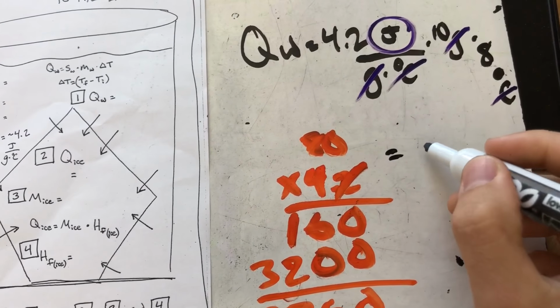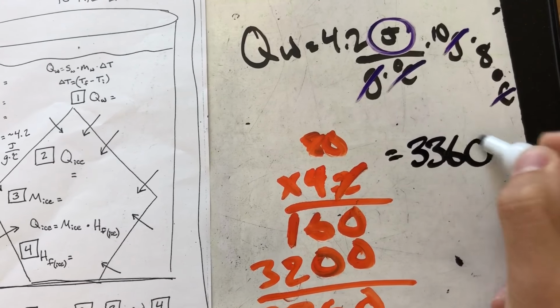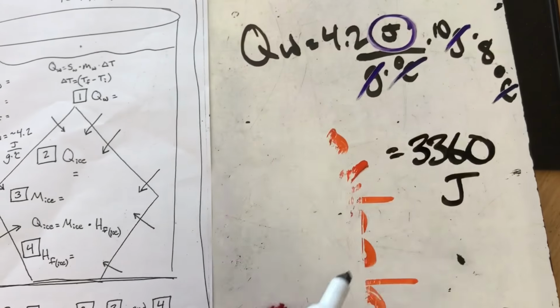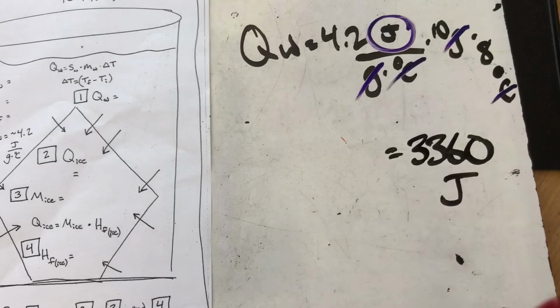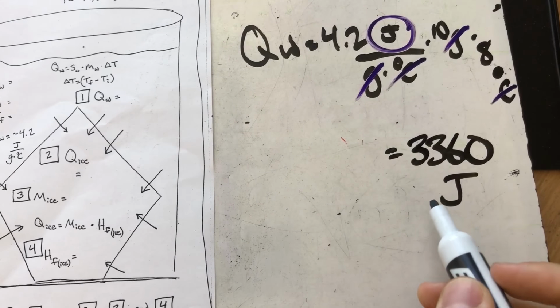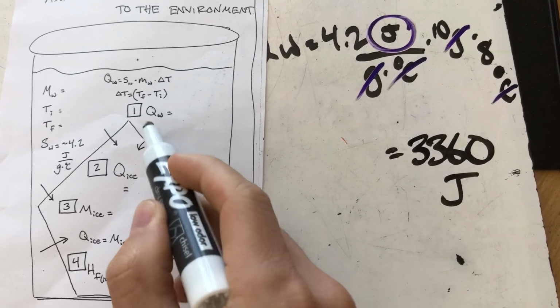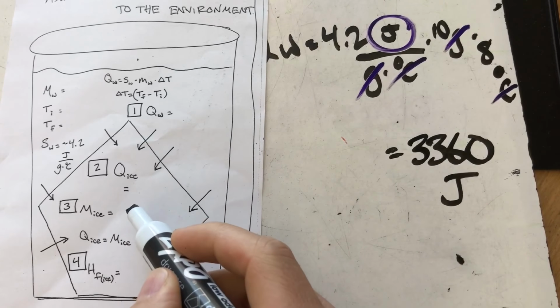Q water equals 3360 joules, if I did my math right. Apologize if I didn't, but let's go with it just so we have a number. 3360 joules. All right, so that is the amount of heat that went into the ice.